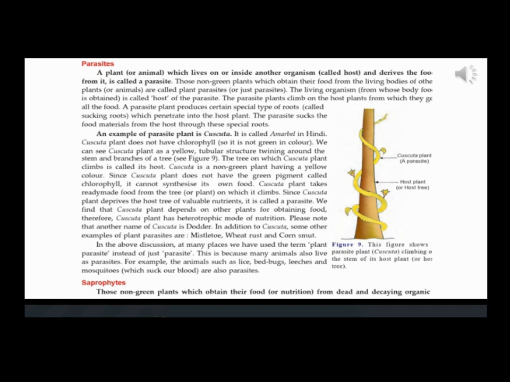Okay, children? A parasitic plant produces certain special types of roots called sucking roots, which penetrate into the host plant. The parasite sucks the food material from the host through these special roots. An example of a parasite plant is Cuscuta. It is also called Amar Bel in Hindi.